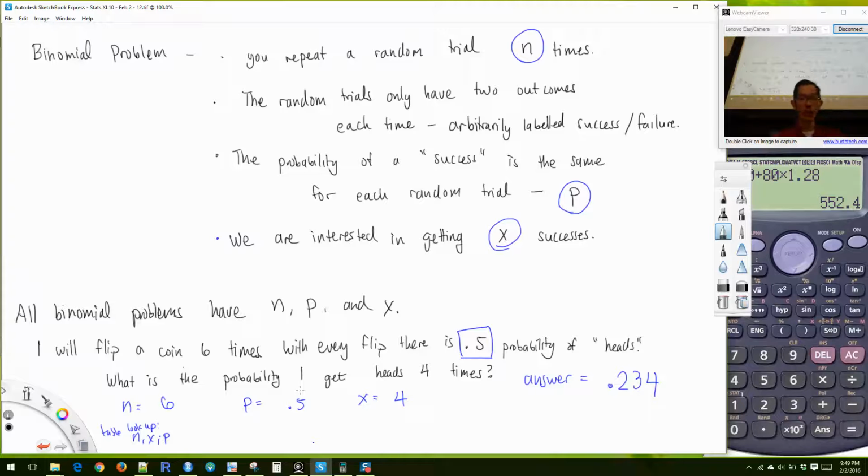Okay? All right, so I'm going to give you a few example problems here and just kind of show you that to try to distinguish a regular old probability problem from a binomial problem. Okay? So I guess one key thing with binomial problems is that order does not matter for binomial.